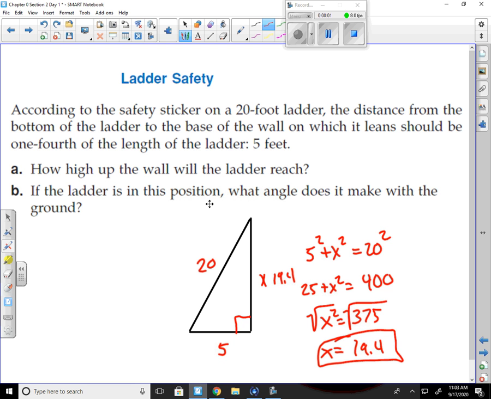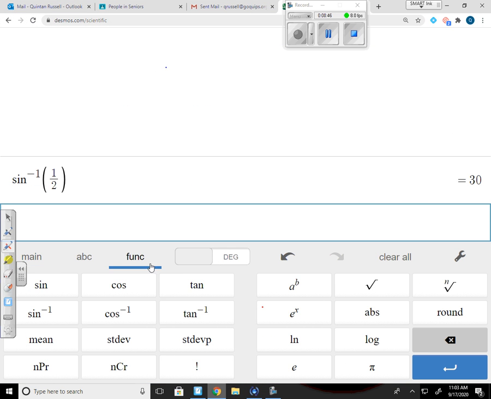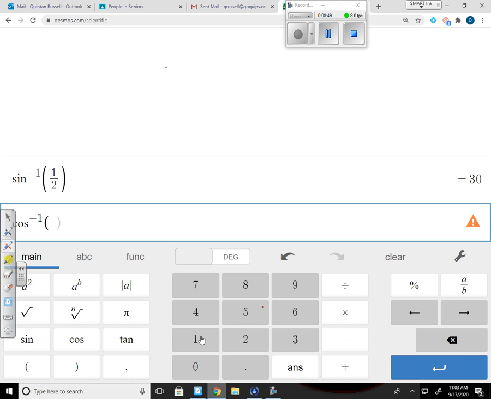So that's 19.4. It says if the ladder is in this position, what angle does it make with the ground? So I have this angle theta. Now we can use any one of these measurements to figure this out. I'm going to use these two because I rounded that 19.4 off. So I'm going to use the two most exact, which means I'm going to do adjacent over hypotenuse. So this is going to be cosine theta equals 5 over 20, cosine theta equals 1/4, take the inverse cosine of 1/4.